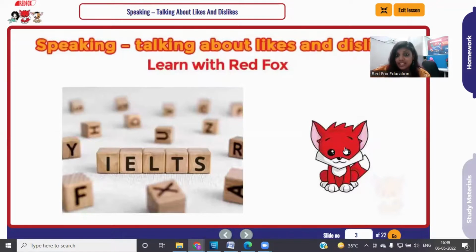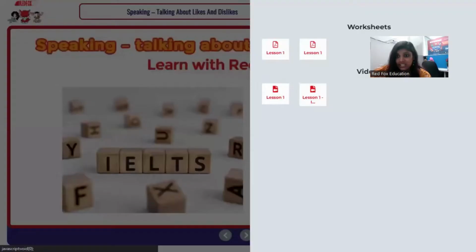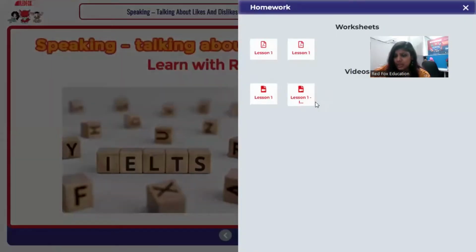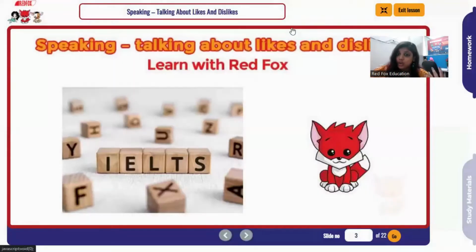And because all of the content is created by British experts, you will have pre-recorded videos from British tutors. Along with that, as you can see on the screen, you will have a lot of materials: assignments, worksheets, videos. You will also get access to the Red Fox app, where you can access podcasts related to IELTS, and a lot of free and fun content. So any doubts regarding Red Fox Education?